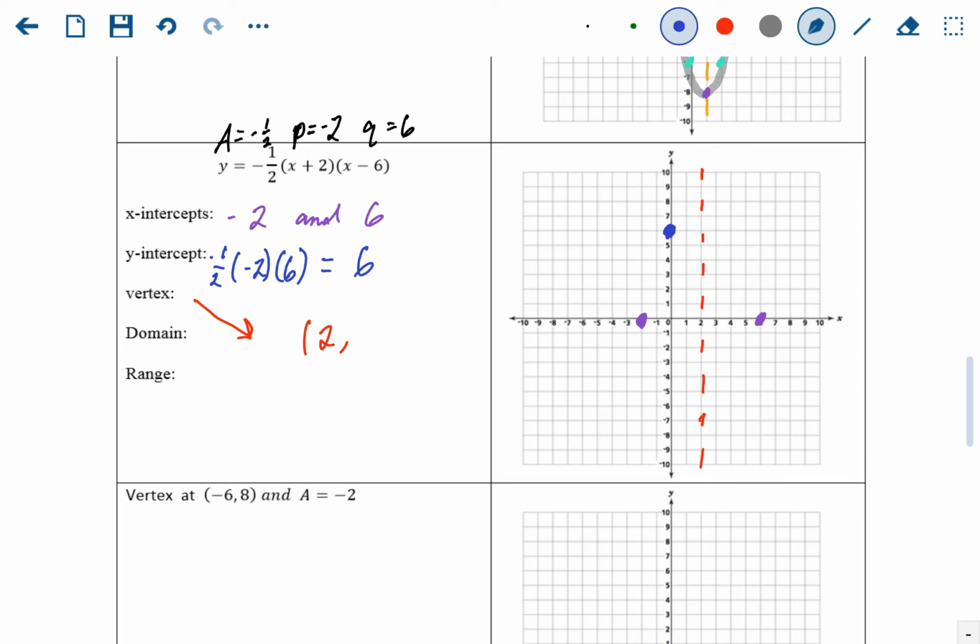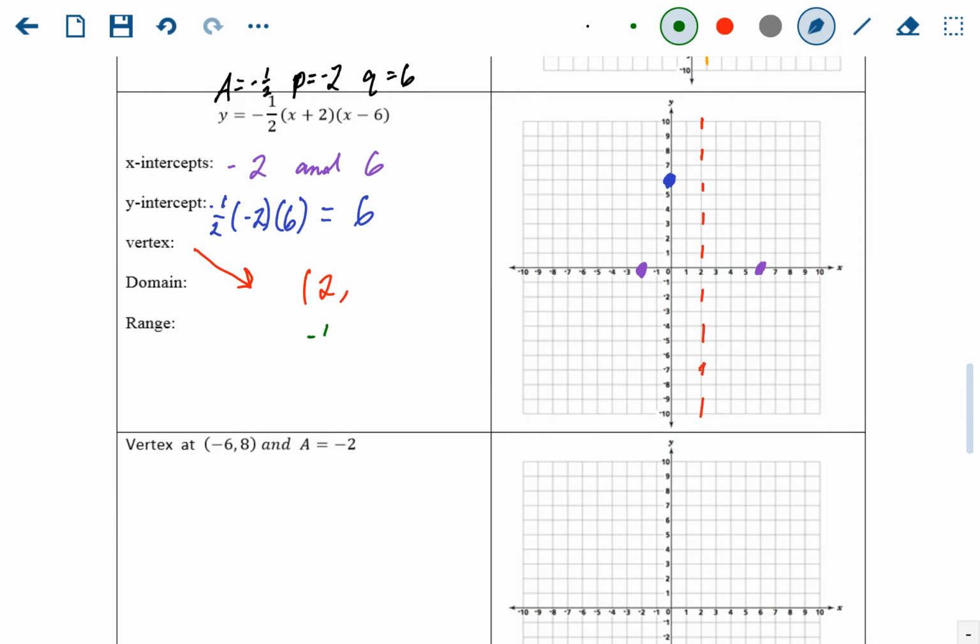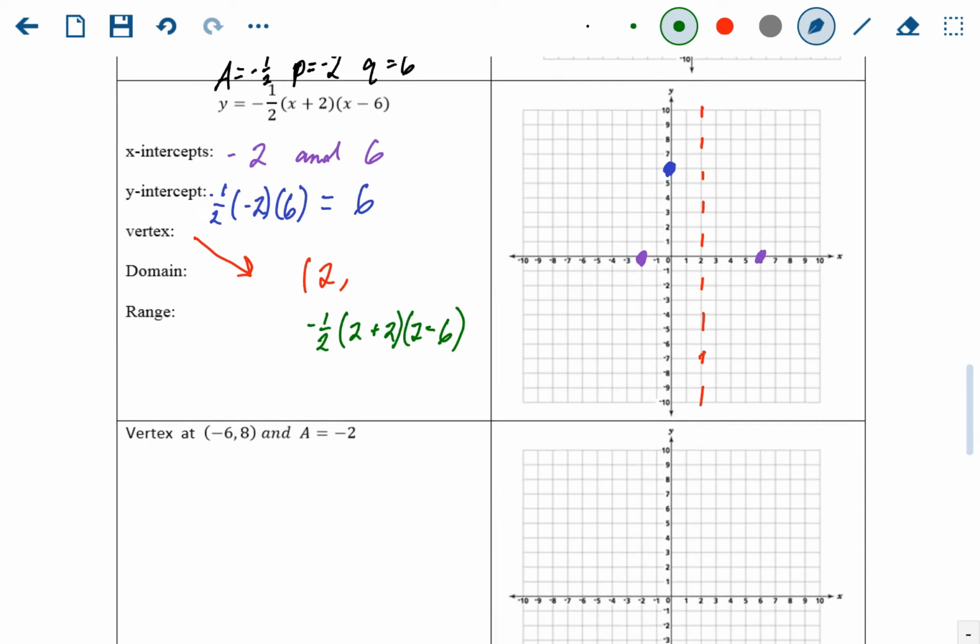Now to figure out that something, again, we're just going to plug in 2 for x. So negative 1/2 times 2 plus 2 times 2 minus 6. So negative 1/2 times 4 times negative 4. Let's see, that's negative 16 times negative 1/2, which is positive 8. So our vertex is here at 2, 8.